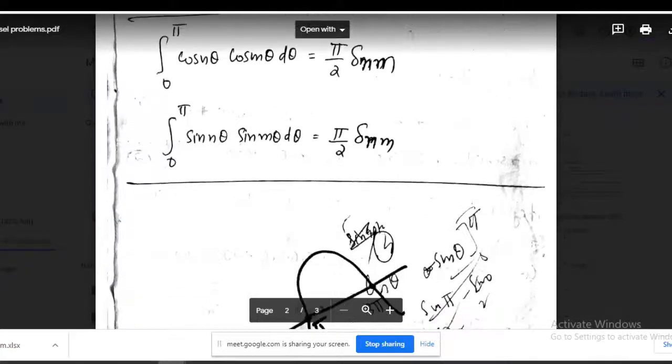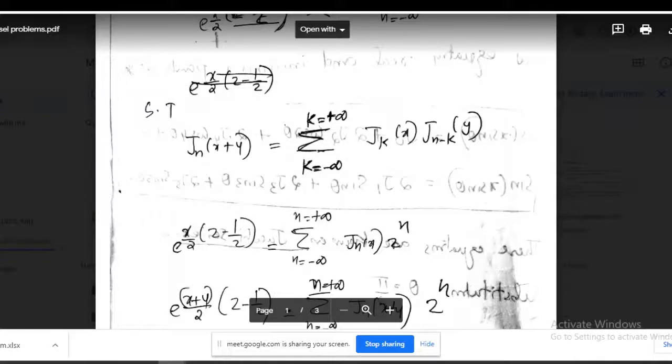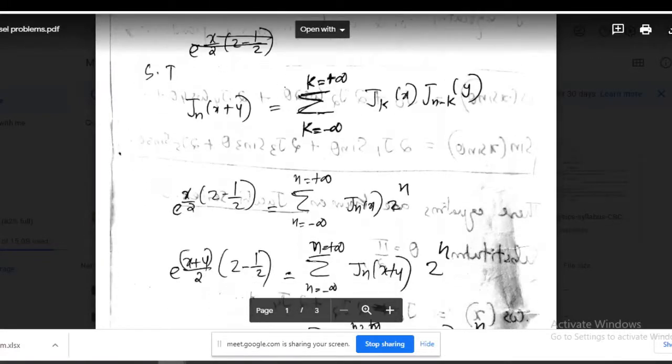Then from the generating function, we have to show this Jn of x plus y is equal to Jk of x, Jn minus k of y. Okay, we have to show that Jn of x plus y is equal to sigma k equal to minus infinity to plus infinity, Jk of x, Jn minus k of y. Okay. So you may do this as an assignment.